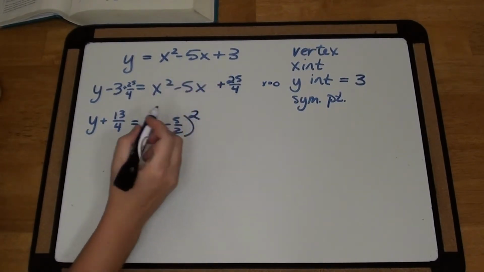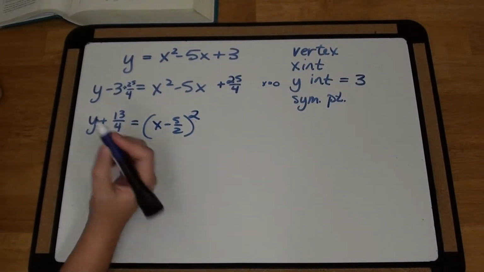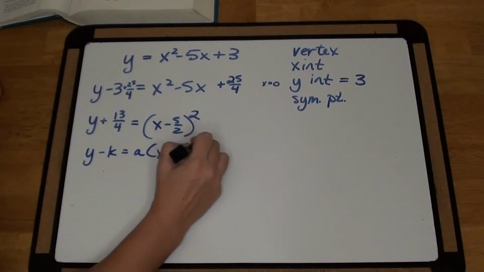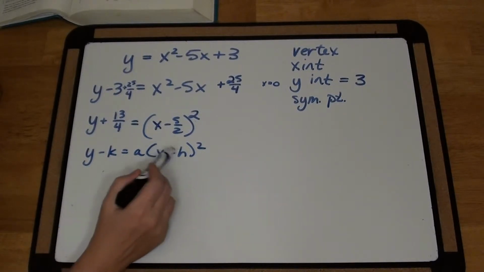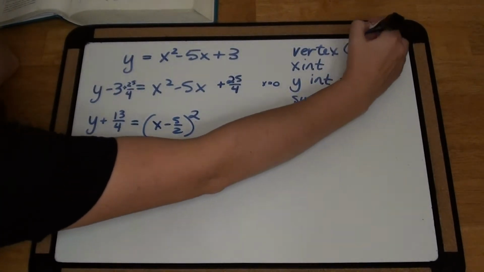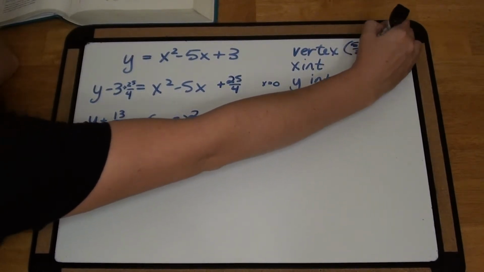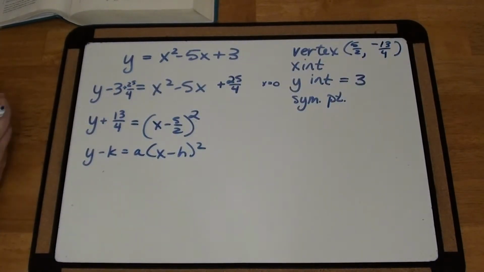All right, so I have this in vertex form, which is y minus k equals a times x minus h squared. I'm already in the right form. So what's my vertex? My vertex is (h, k). So that will be 5/2 and negative 13/4. I'll take a look at what they've got there for the vertex. Yeah, they're using decimals. That's icky. Don't do it.